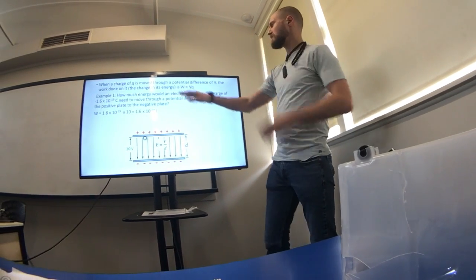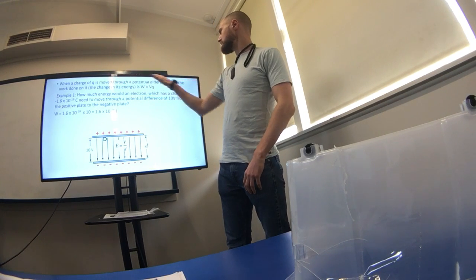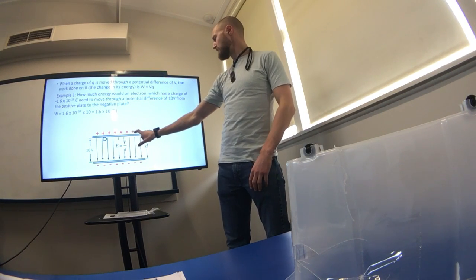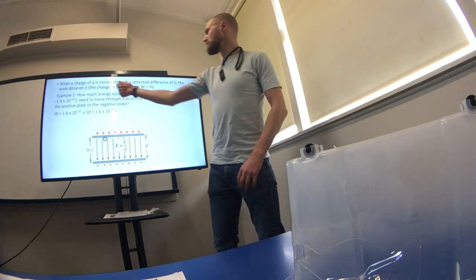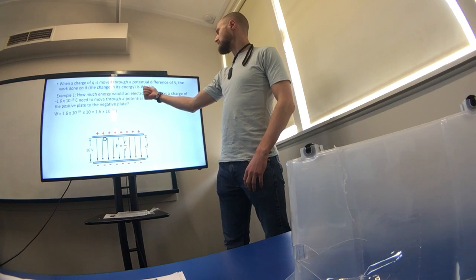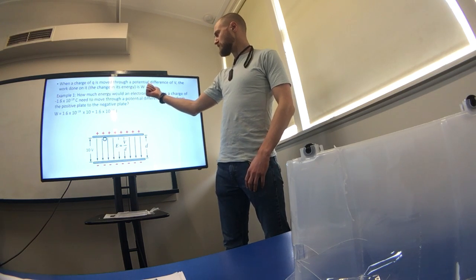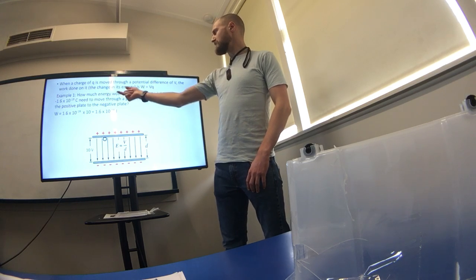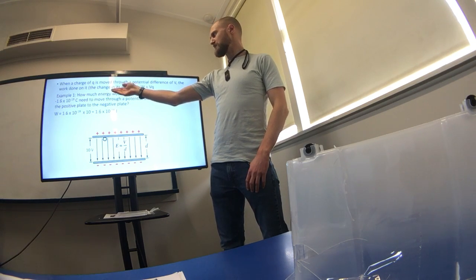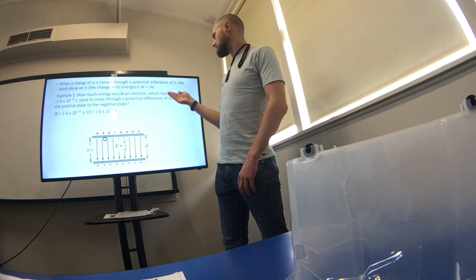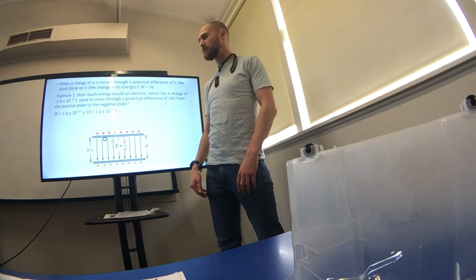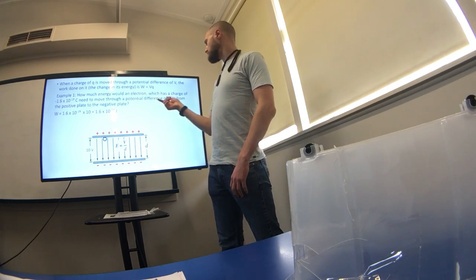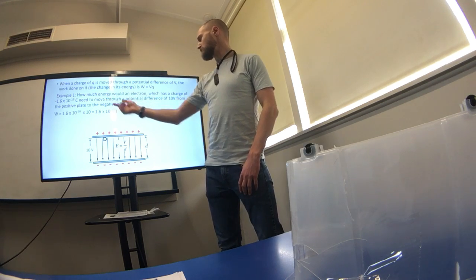So when a charge of Q is moved through a potential difference of V between the two plates, like the ones I've got here, the work done on it, the change in its energy, is going to be the voltage that it moves through times the charge of the object. So, for example, the question is asking how much energy would an electron, which has a charge of minus 1.6 times 10 to the negative 19 coulombs, need to move through a potential difference of 10 volts from the positive plate to the negative plate.